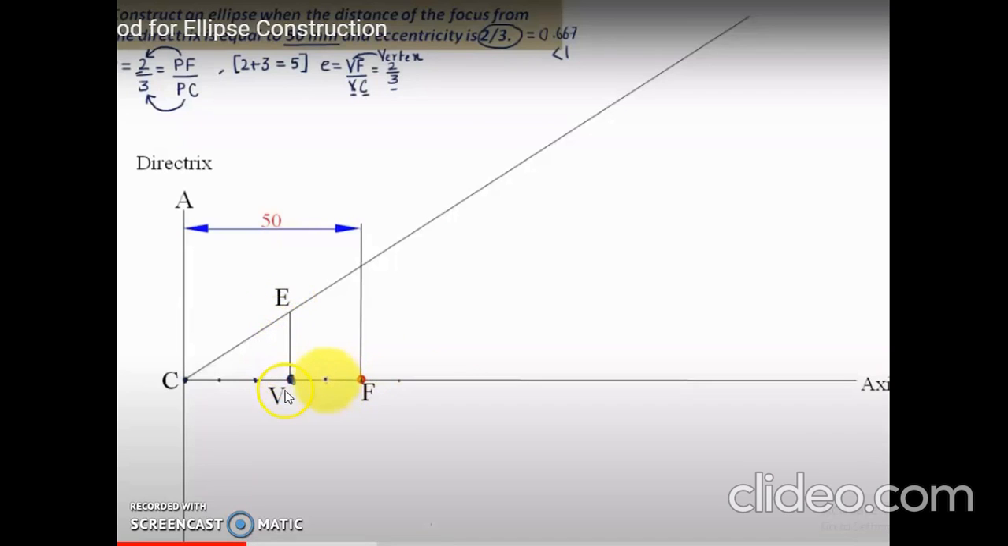From the vertex point we draw a vertical line. This is the vertical line VP. VB should be equal to VF. Next, join C and B. This is point B. So join C and B and extend it like this. We need to join these 2 points, C and B, and extend it like this.